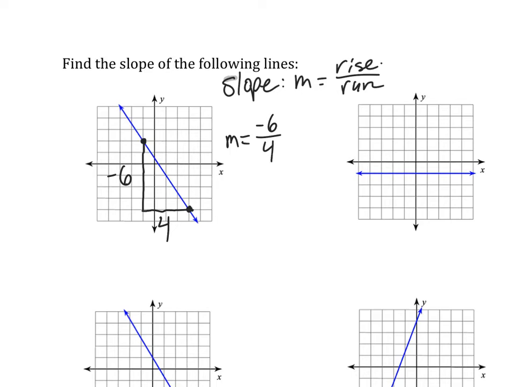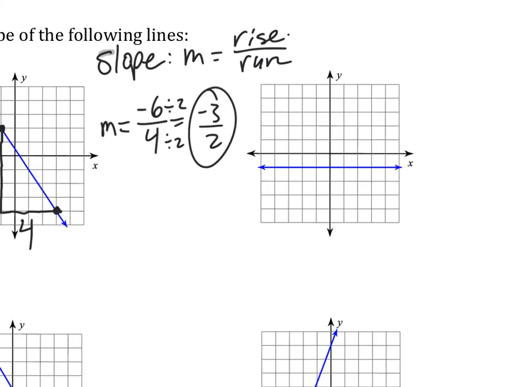Now I can reduce that fraction. If I divide by 2 on the top and on the bottom, I get negative 3 over 2 as my final slope here. And I'm going to leave it like that. I'm not going to change it to negative 1.5. I'm just going to leave it as negative 3/2. That is my slope.